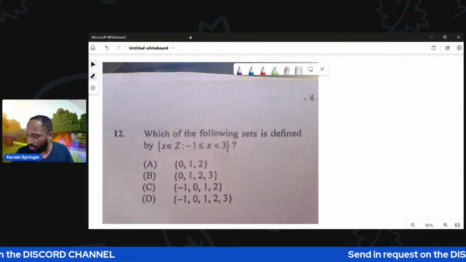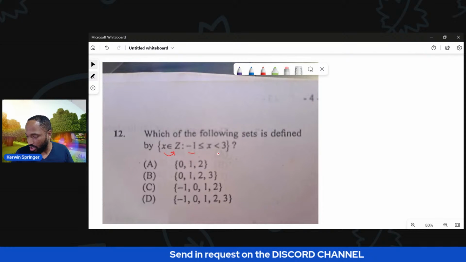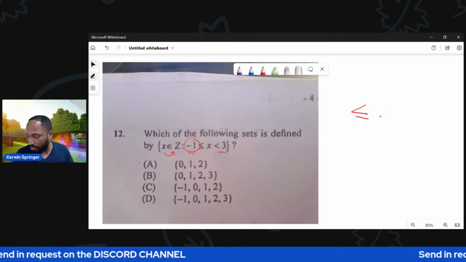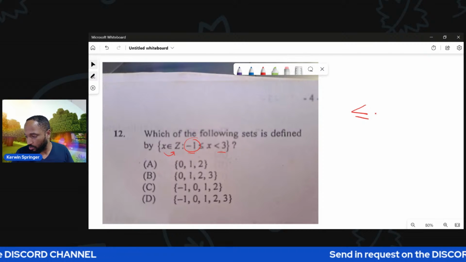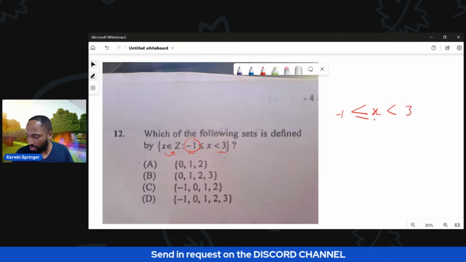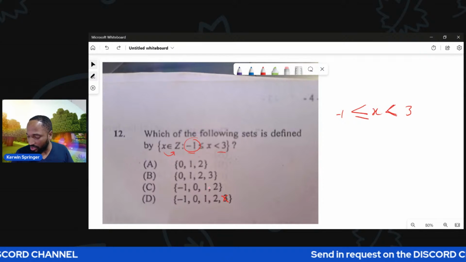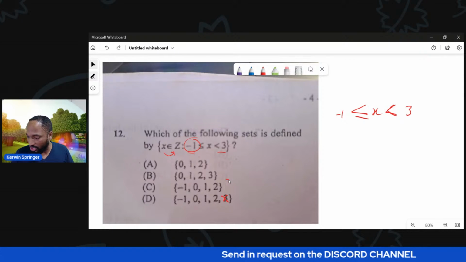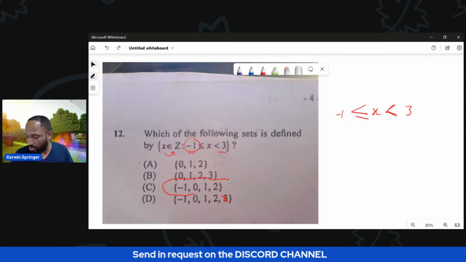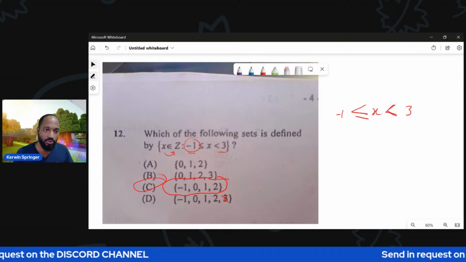Which of the following sets is defined by x is an integer, negative 1, 3. So you're allowed to talk about negative 1 because you see this sign looking like this. So negative 1, you're allowed to talk about x, but it's less than 3. So you can't have 3 in it because it's less than 3. You're not allowed to talk about it. If you had seen this sign, well then you're good, but you're not seeing it. So you're really looking for integers too. So you're allowed negative numbers. So this is the one you're looking for. C. C is what you're looking for. All right. Who next?